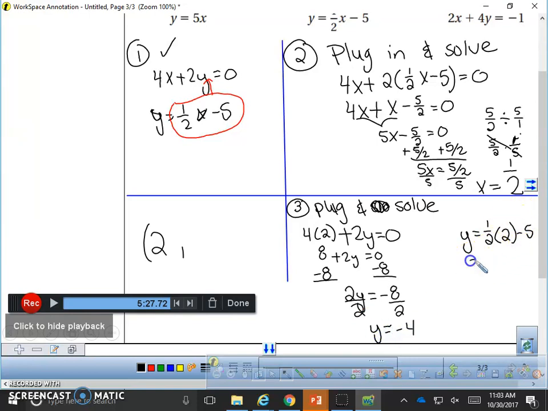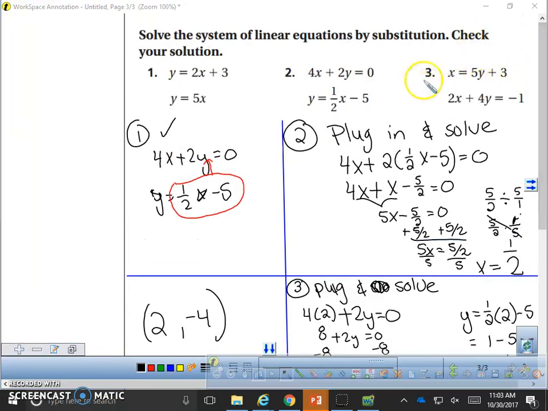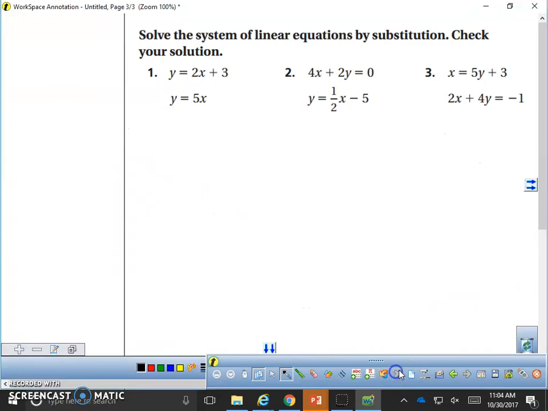Let's see what happens here. 1/2 times 2 is 1, 1 minus 5 is -4. Got the same answer, good to go. That's the point on the graph at which those two cross. All right, we're going to just go over step 1 for example 3, okay? And then we are going to move on to that one on your own problem.